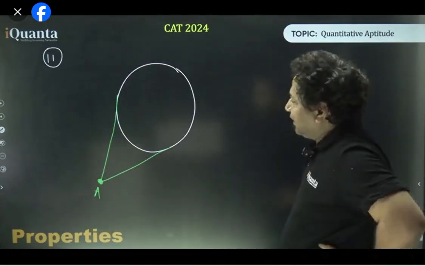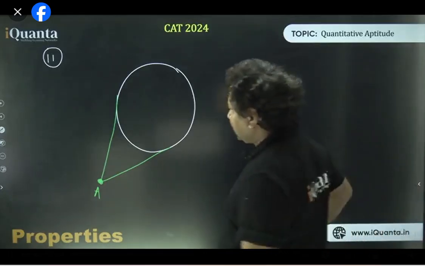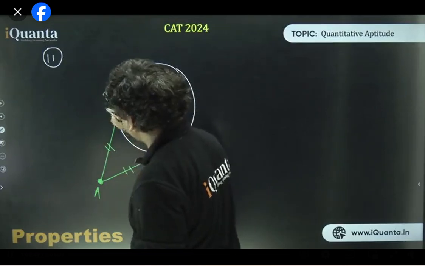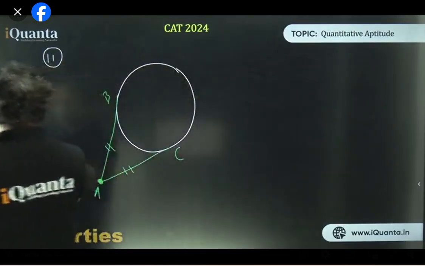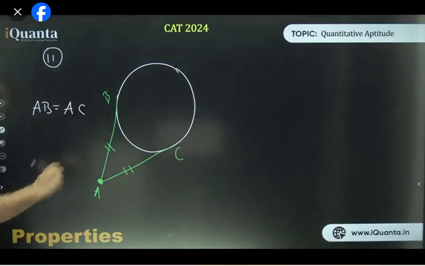Okay, well, so I can say that I can draw only two tangents from a point, and the length of those two tangents would always be equal. This will always be equal. So AB is equal to AC.